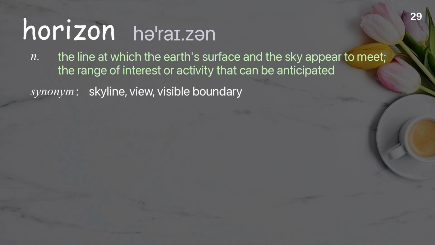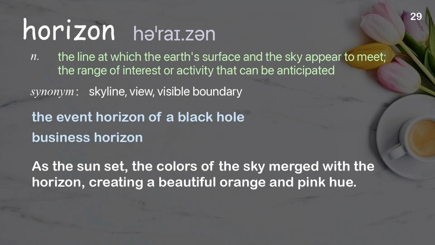Horizon: The line at which the Earth's surface and the sky appear to meet; the range of interest or activity that can be anticipated. Examples: The event horizon of a black hole. Business horizon. As the sun set, the colors of the sky merged with the horizon, creating a beautiful orange and pink hue.